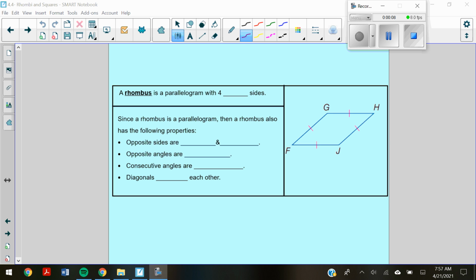We're going to start with a rhombus. A rhombus is a parallelogram with four congruent sides. So if it's a parallelogram, it's going to hold true all those parallelogram properties or rules. Opposite sides are congruent and parallel. Opposite angles are congruent. Consecutive angles are supplementary. And diagonals bisect each other.